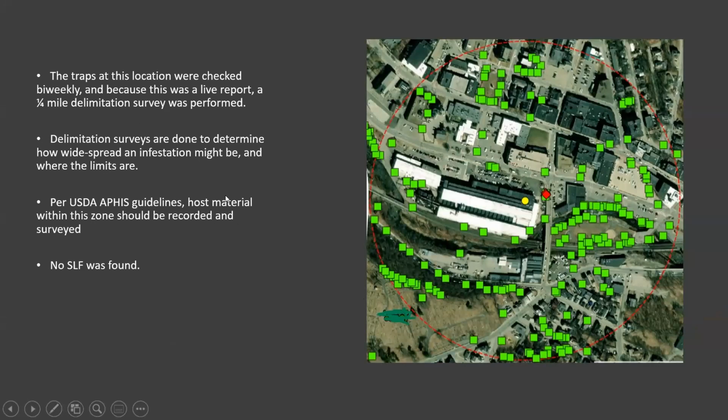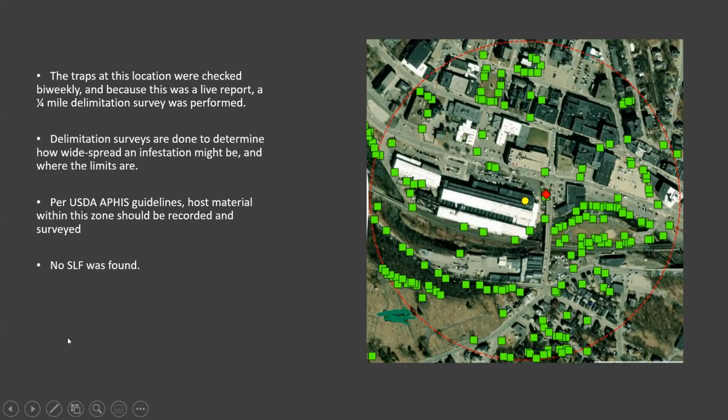And because it was a live report, a quarter-mile delimitation area was surveyed. As you can see in this picture, that is a quarter-mile radius. All high-impact hosts were checked, as well as the surfaces of some of the buildings, even though it was kind of early for egg masses at that point. The delimitation surveys are done to determine how widespread the infestation might be, and where its limits are. And then per the USDA APHIS guidelines, host material within the zone is recorded and surveyed.